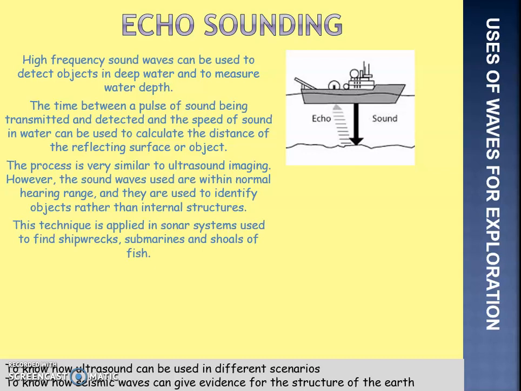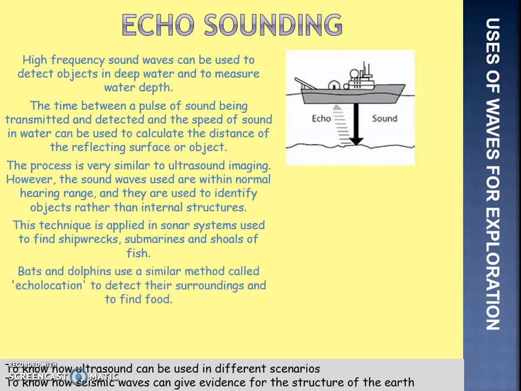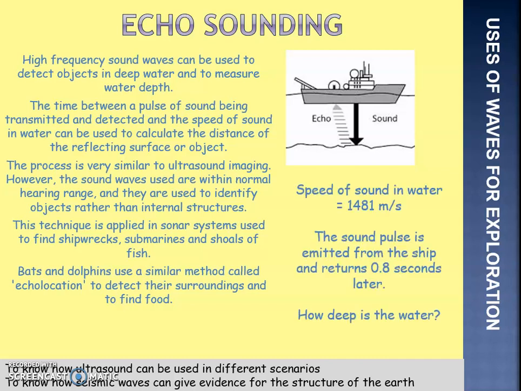This technique we apply in sonar systems to find shipwrecks, to find submarines, to find shoals of fish, to find the depth of water in many different occasions. It's also used by bats and dolphins, called echolocation. They detect their surroundings and find food using that when there's not much light available.